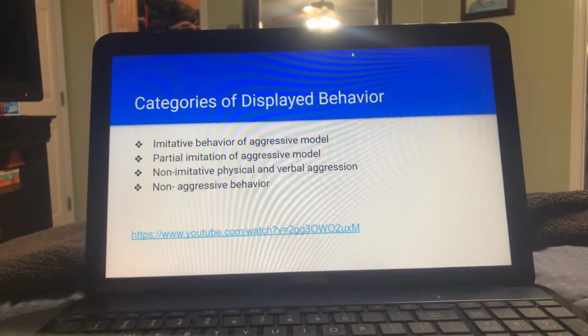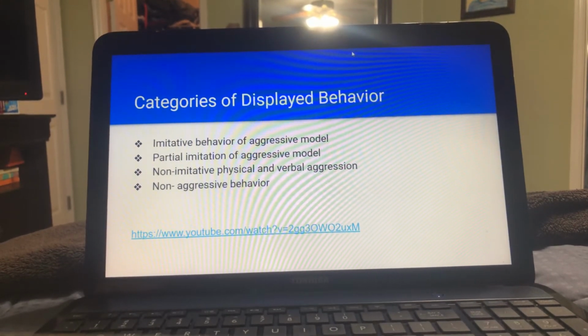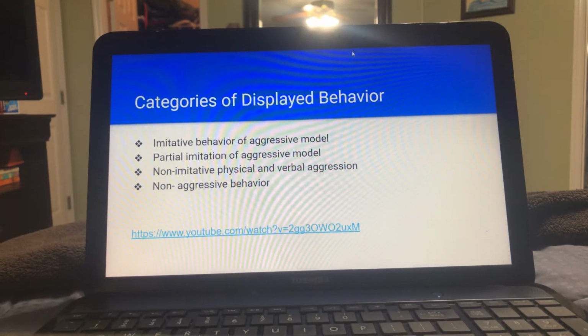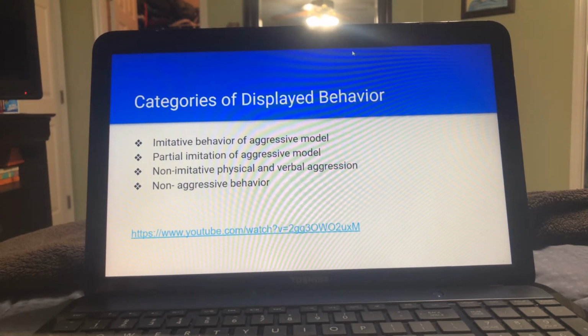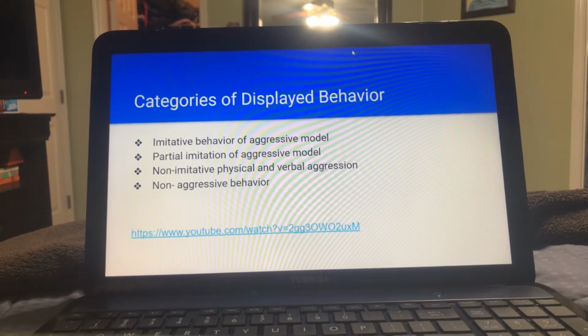There were 4 categories of displayed behavior. The first one was imitative behavior of the aggressive model. The second one was partial imitation of the aggressive model. The third, non-imitative physical and verbal aggression. And 4, non-aggressive behavior.